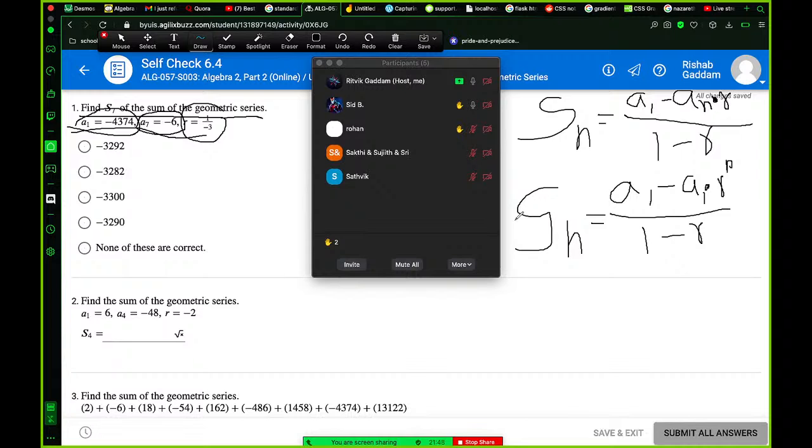Okay, so what's the formula? Okay, so it's A1 minus A1 times R to the power of n over 1 minus R. In this case, R is 1 over negative 3. So what's 1 minus 1 over negative 3? That'd be 4 over 3 at the bottom. And on top, A1 is negative 4, R to the power of 7. So 1 over negative 3 to the power of 7.